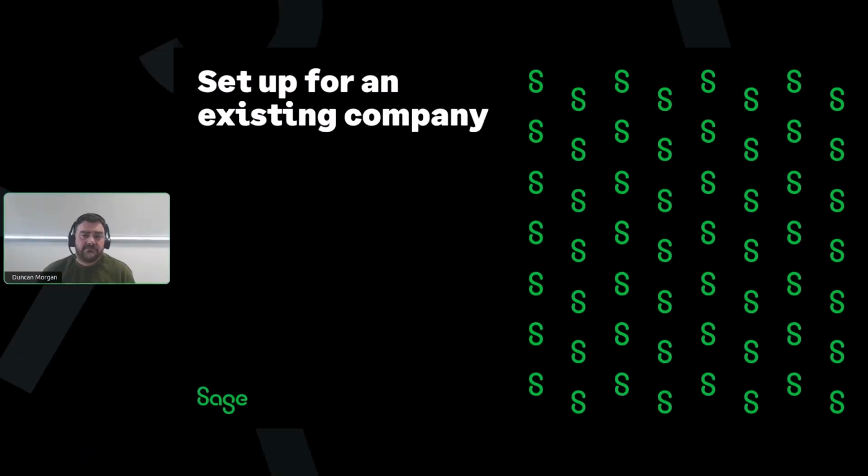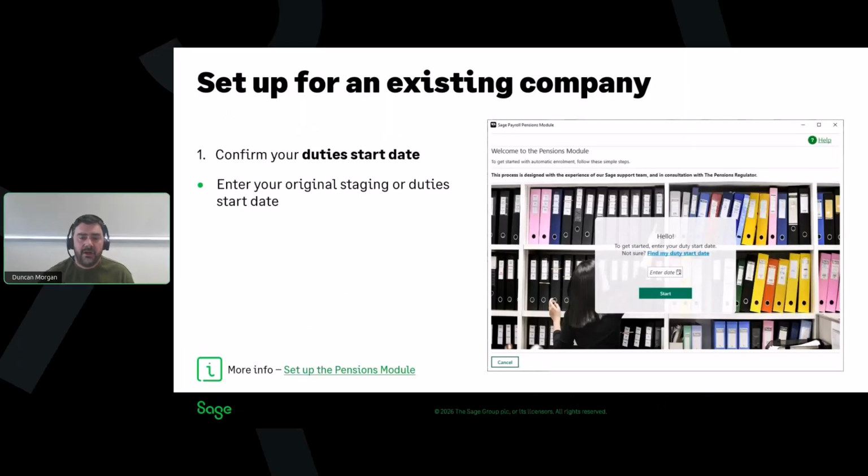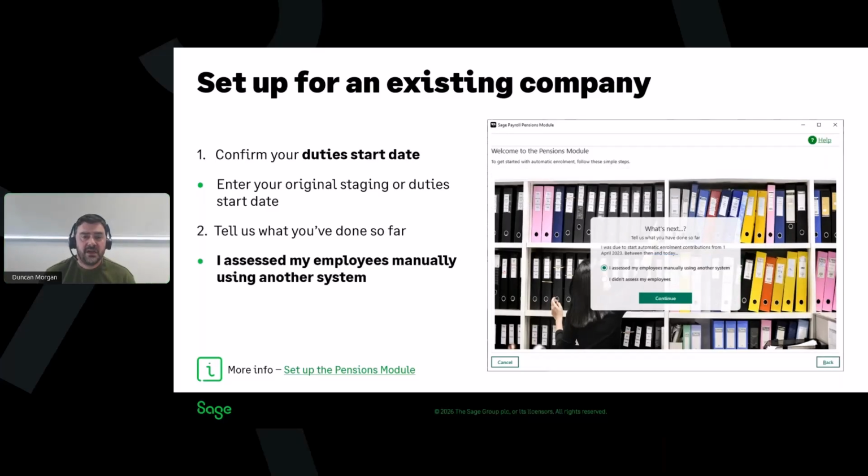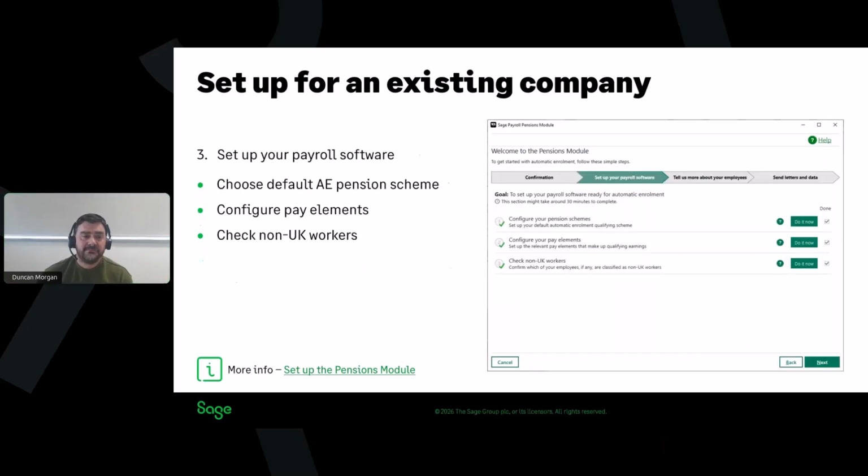So just to quickly recap these steps, we have linked to further guides in the handout. First step was to confirm the original duty start date or staging date, whatever that was in the past. It then asks you what you've done so far. So you select the option that you assessed manually using another system. You've then got the setup steps, choosing your default auto-enrollment scheme, configuring pay elements and checking non-UK workers.